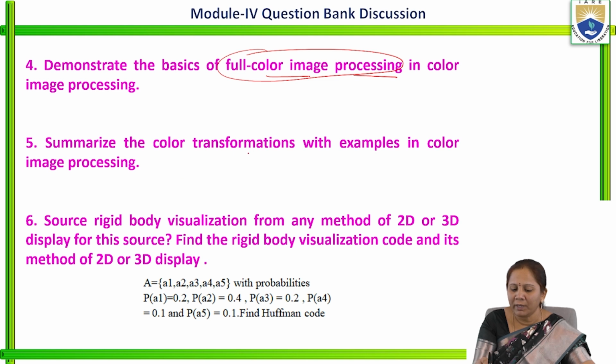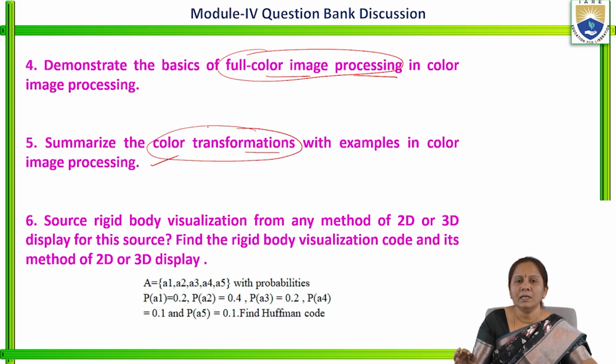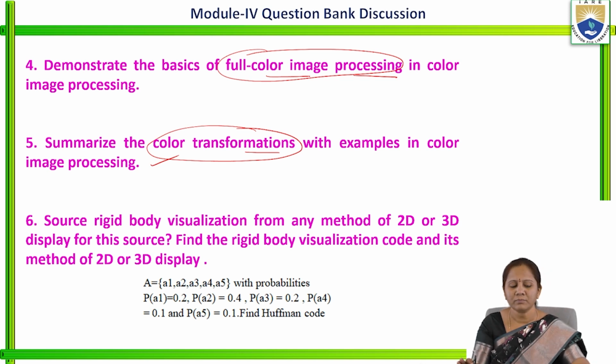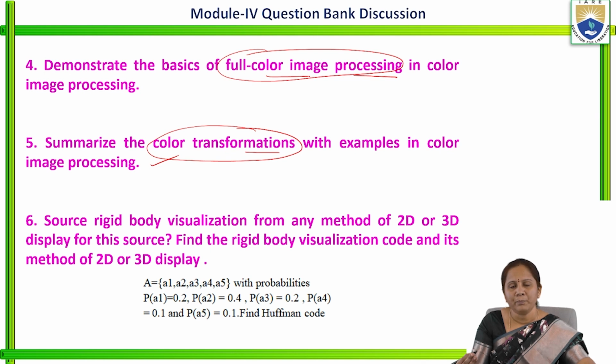And next one is: summarize the color transformation with examples in color image processing. So here they are asking about color transformation. We have seen different color models. Now with respect to color transformation, we have to discuss the formulation, the color components, and next we have to write about color slicing and tone corrections. All these things should be considered here and explained with respect to examples.